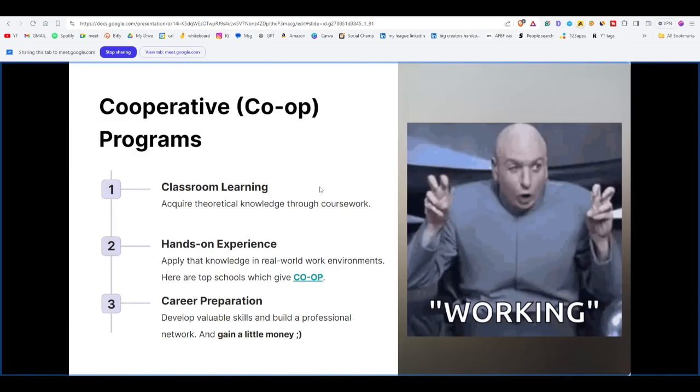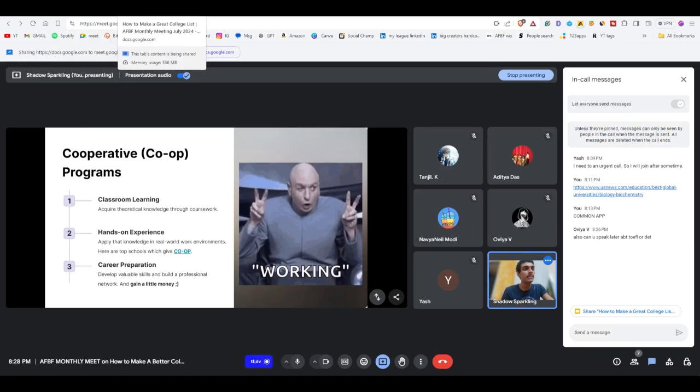Yeah. And this is what I was talking about, co-op programs. So how many of you actually know what a co-op is? Do you know what this is? No, absolutely. I have no idea about it. Okay. So see, I think I told Yash, did I? I'm not sure about it.